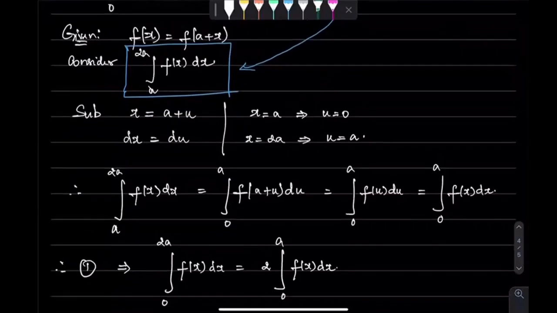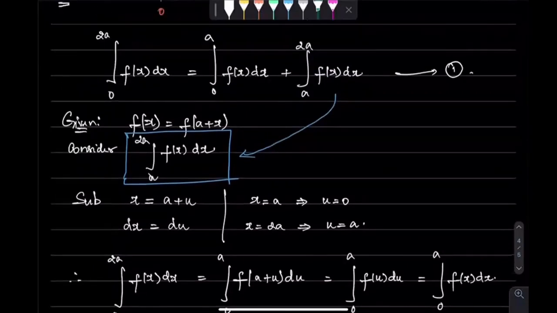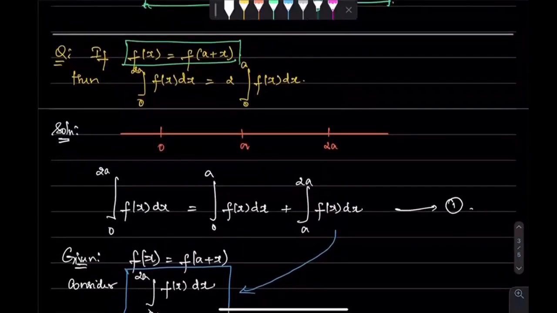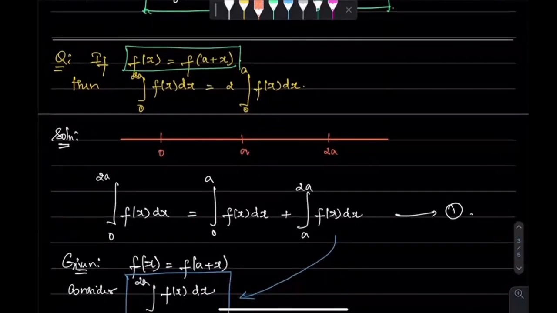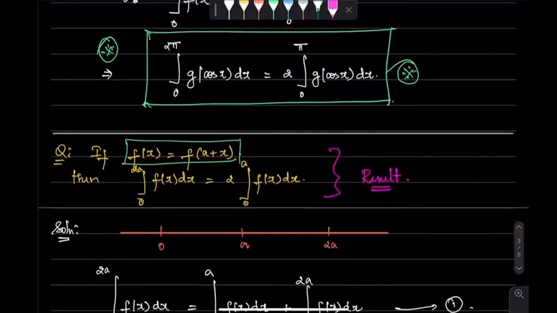Is that clear? So the idea is that wherever you see f of x is equal to f of a plus x, if you find this limit, I can apply it. I can use this as a result. This can also be treated as a result, children. Please remember all this. This is also a result.